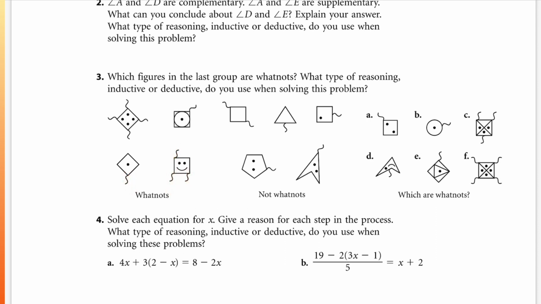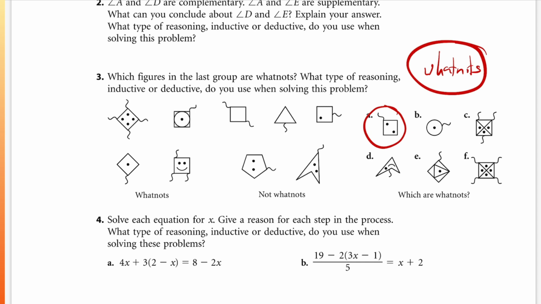So this one fails to be a what-not because it doesn't have at least one dot. This one's not a square. This one does not have the squiggly on the corner. This one's not a square. This one's not a square. So this one is a what-not, according to our definition, so I'm going to circle it. I'll circle the what-nots.